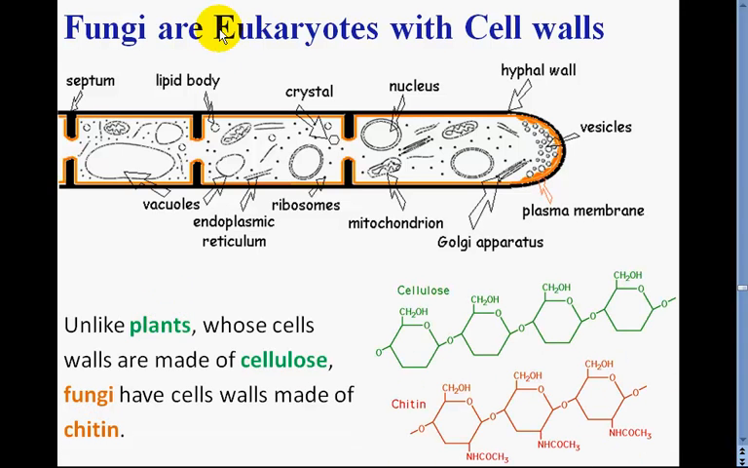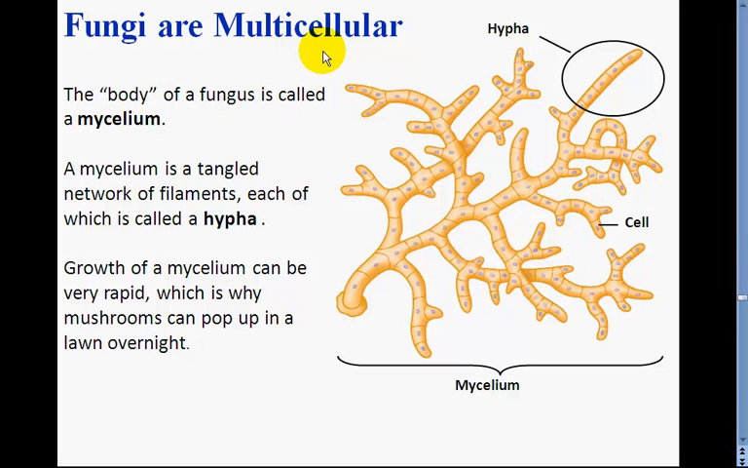Like animals, fungi are eukaryotes, but unlike animals, they have cell walls. And those cell walls are made of a carbohydrate known as chitin. So a difference between the plant and fungus cell walls is that plants have cell walls of cellulose, where fungi have cell walls of chitin. You can also see within the cells of the fungus the presence of a nucleus and other organelles that make them eukaryotic.